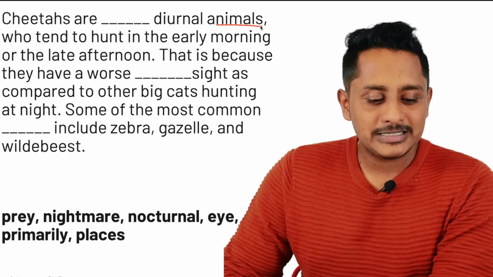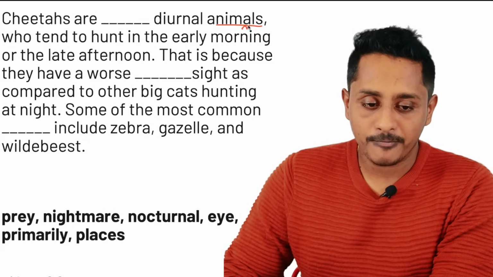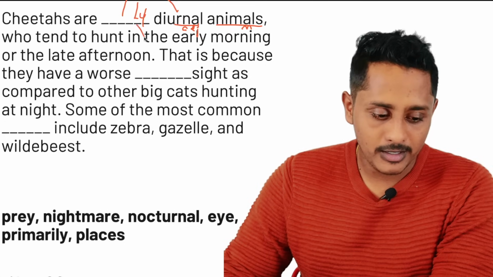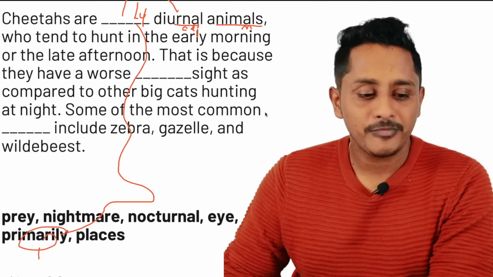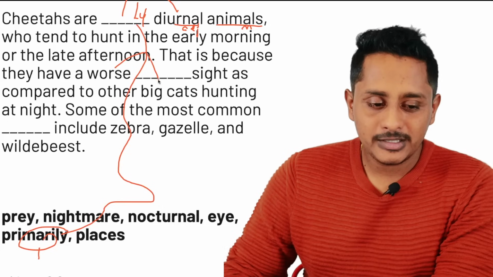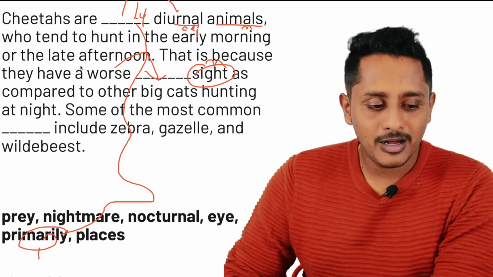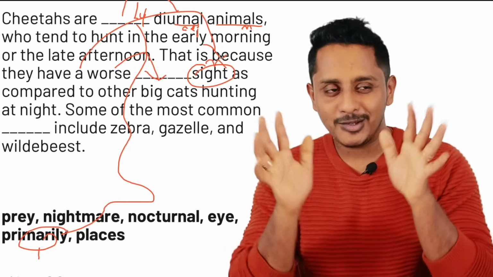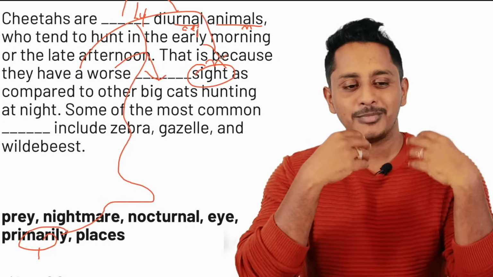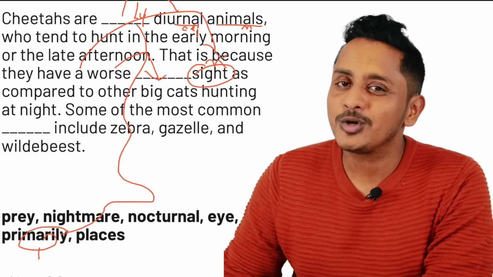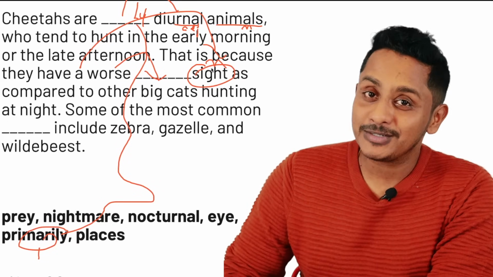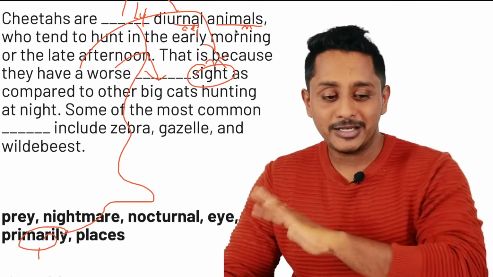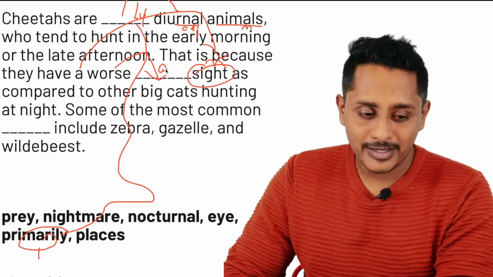Cheetahs are animals. Noun. Before a noun, adjective. Before an adjective, adverb, which ends in ly. Primarily, this is one. They have a worse dash sight. Sight is a noun. Hold on. I know some may not be understanding, but let me explain this in my way, and then I'll show you the grammar technique shortly. Sight is a noun, and before a noun an adjective comes. Animals is a noun; before animals, diurnal, adjective. Good sight, bad sight, an adjective has to come.